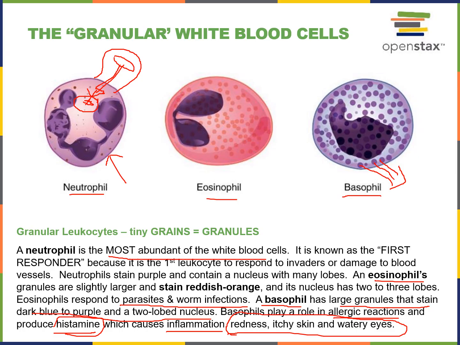So think of anybody who has seasonal allergies, allergies to pollen, they get hay fever. Hay fever is the result of an inflammatory response. And the cell that's responsible is this one, the basophil. The same thing is true if you are allergic to food, peanut, etc., or you are allergic to bee stings, and so forth.